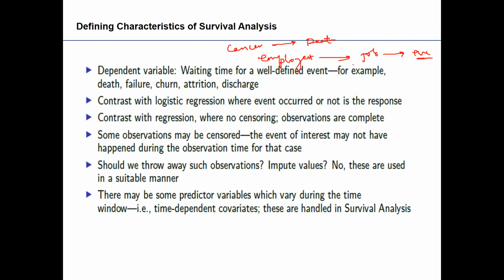And time to event will always be positive. It cannot be negative. Time, right? It cannot be negative. Now, I was talking about, sorry, the censored data. So the survival analysis that we are doing is to predict the time to event.